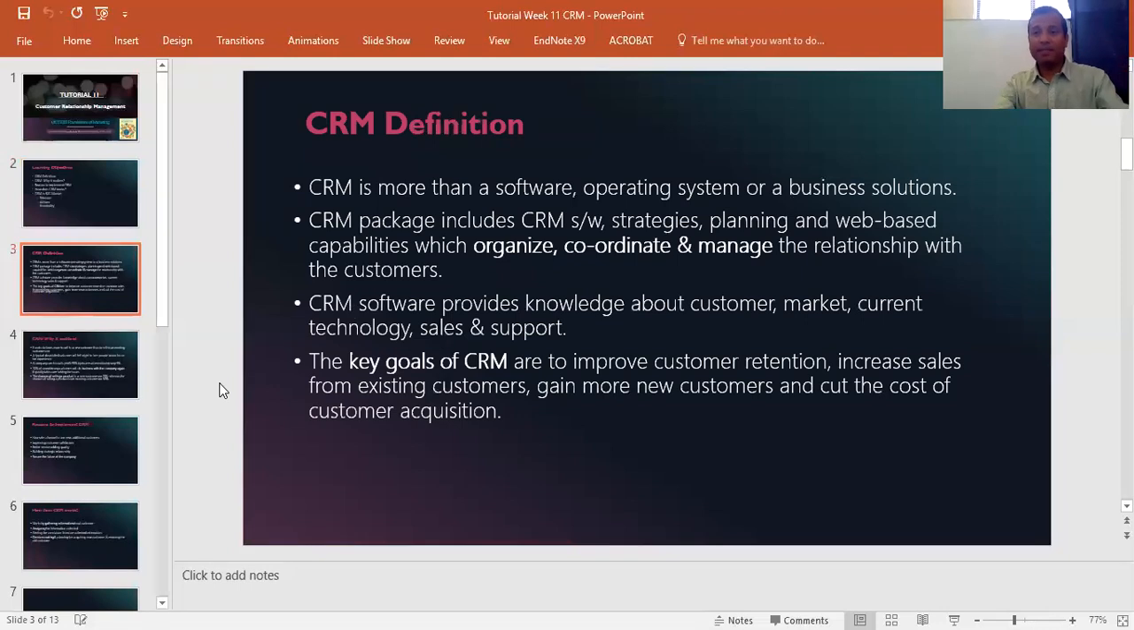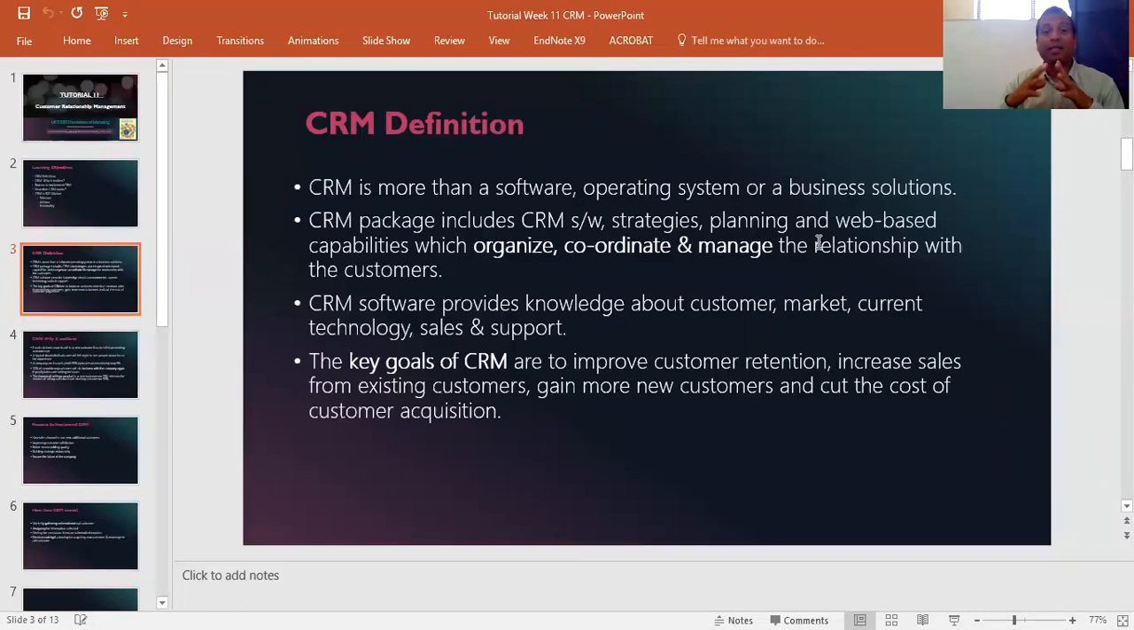Okay, let's have an understanding of different ways of defining the term CRM. One could say in a more specific way that CRM is a software. It's a kind of software solution which helps firms to integrate different functions across where the customer has a touch points. So that is one of the way of saying that CRM is a software solution, or maybe the operating system or the business solution.